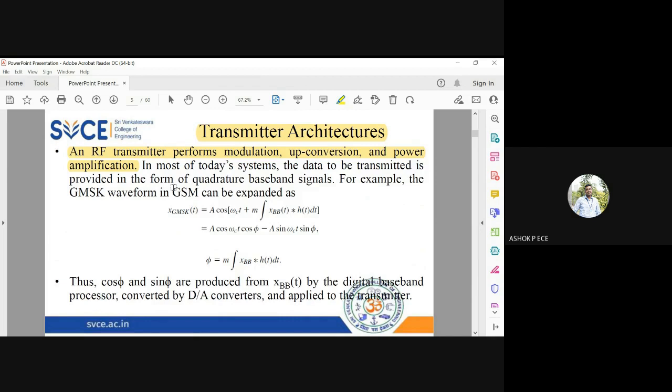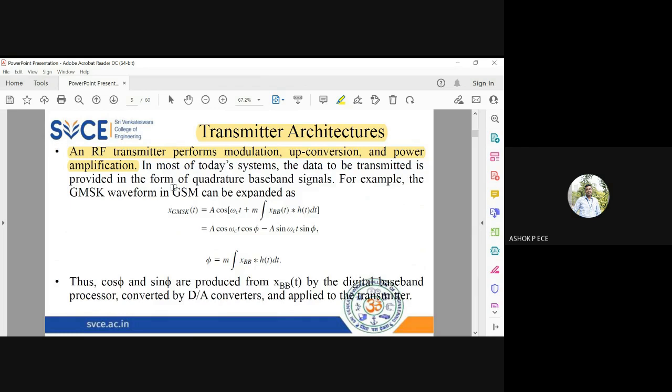The modulation is done for long distance transmission. Up conversion is for using an antenna for the wireless mode of communication, and power amplification is for the signal to travel a large range to cover a large distance.